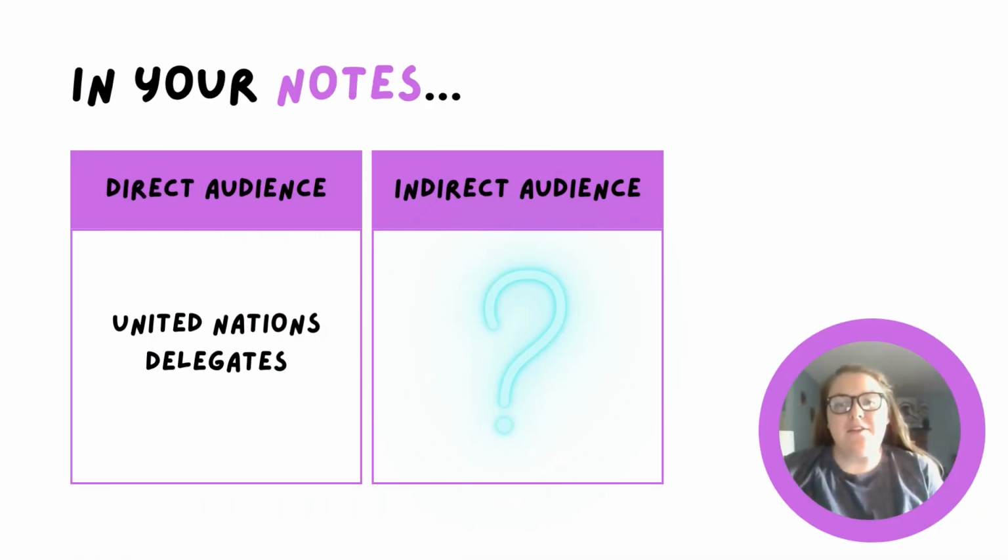So let's consider the Thunberg speech again. We've established that the direct audience is the United Nations delegates and representatives. Who might be the indirect audience of this speech? In other words, who might not be sitting in the room with her, but who would hear it, care about it, think about it, and learn about it later on?